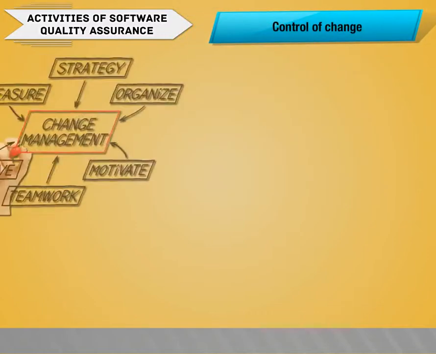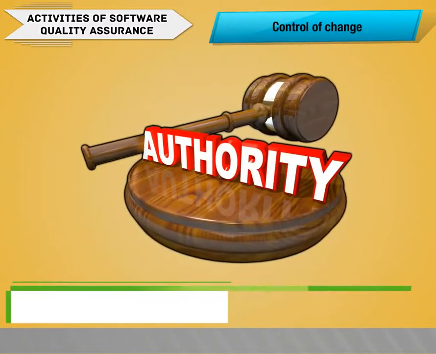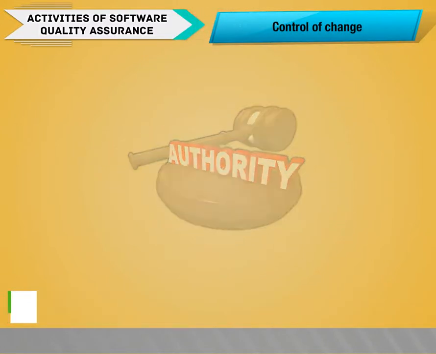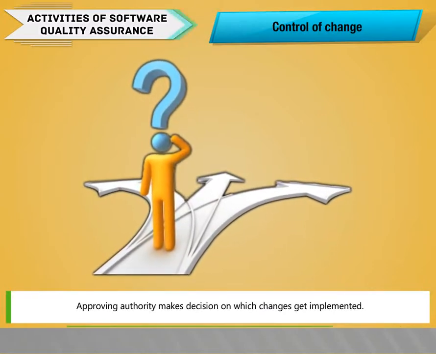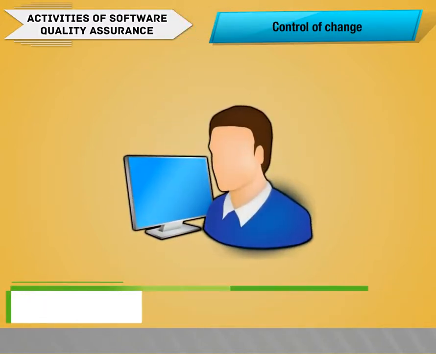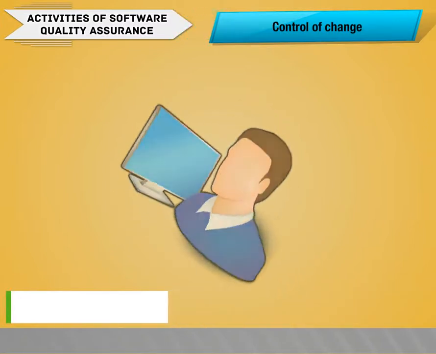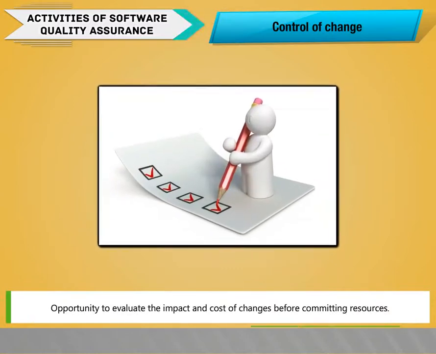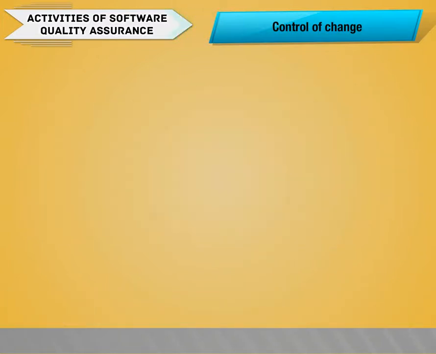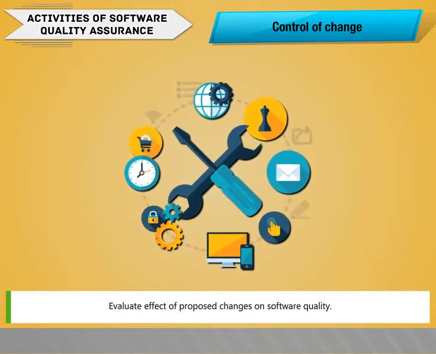Control of change. Format management of change. Changes require formal request to approve authority. Approving authority makes decision on which changes get implemented. Programmers are not permitted to make unapproved changes to the software. This gives the opportunity to evaluate the impact and cost of changes before committing resources, and to evaluate the effect of proposed changes on software quality.